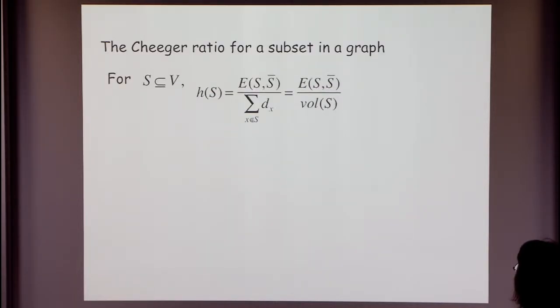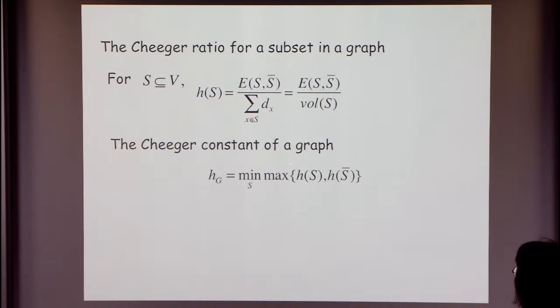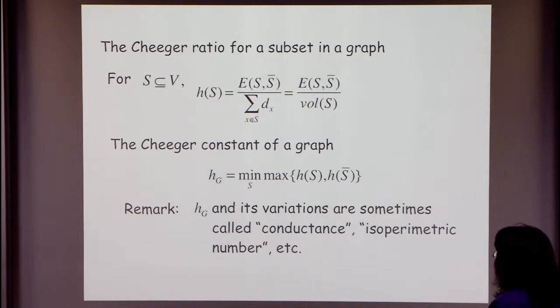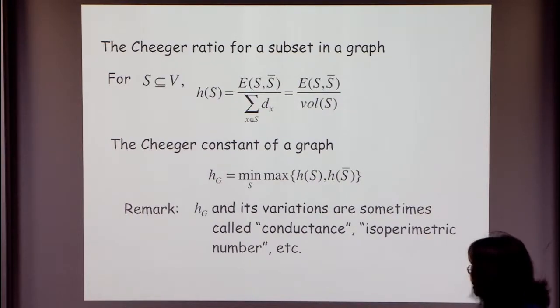Okay, the Cheeger ratio for a subset, we'll just have a definition here. And the Cheeger constant of a graph: you have a subset and you have its complement. You pick the big one, which is the same as, because they share the same boundary, the smaller part. That's h_S. I use this notation so we can go up to higher ones more easily.